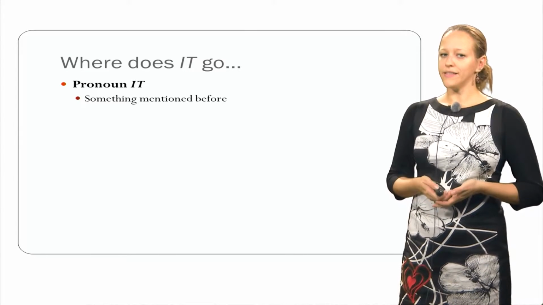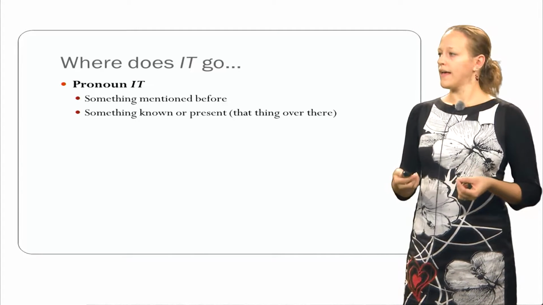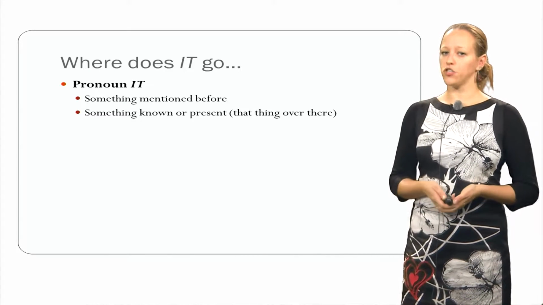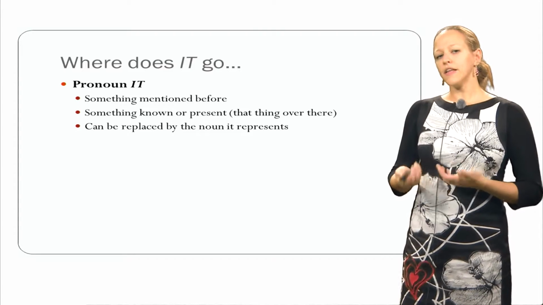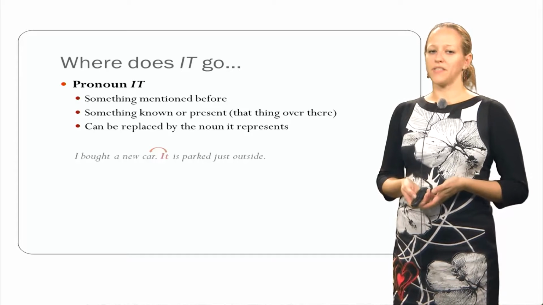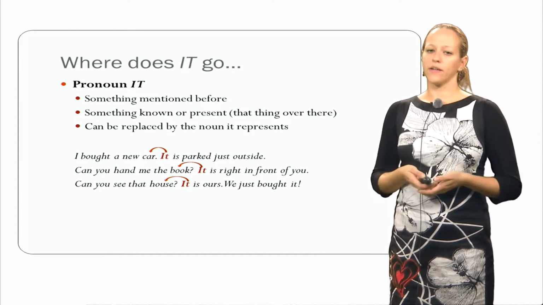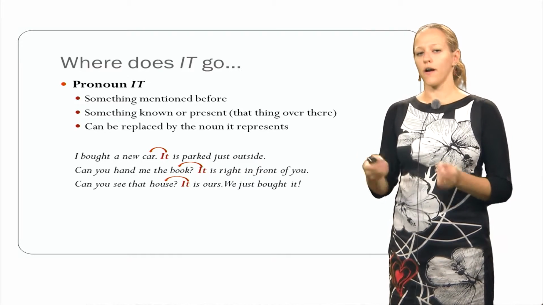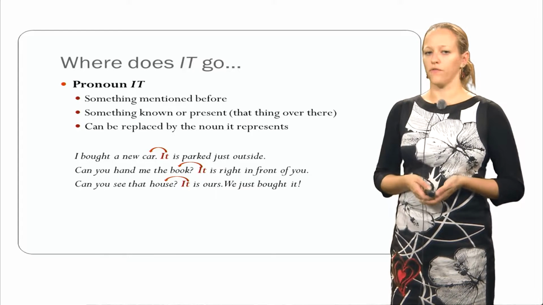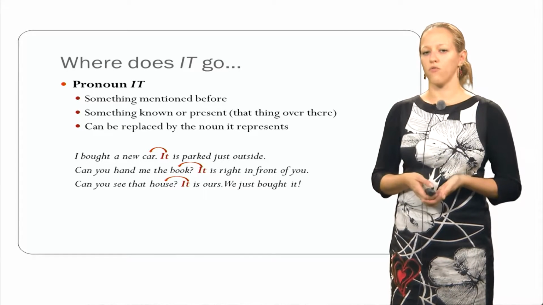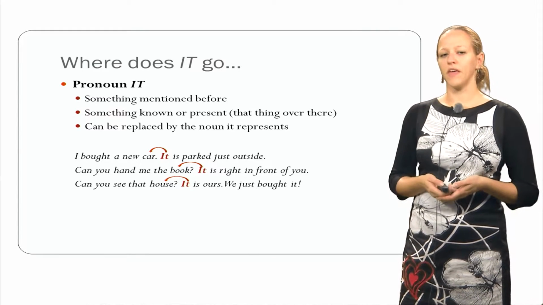The pronoun it is probably the easiest one. It's something that's mentioned before, that is known or present in the situation. Basically something you can point to. And it can usually be replaced by the noun it represents. So for example, I bought a new car. It is parked just outside. The car is parked just outside. Can you hand me that book? It is right in front of you. The book I want is right in front of you. So you can see it points back in time to something that was said before.